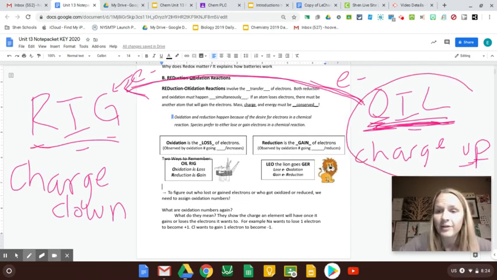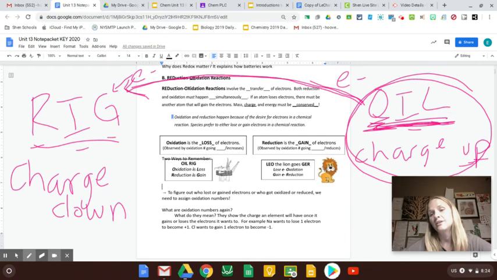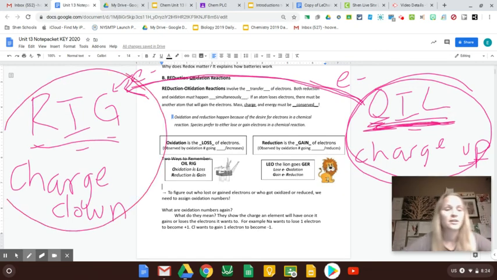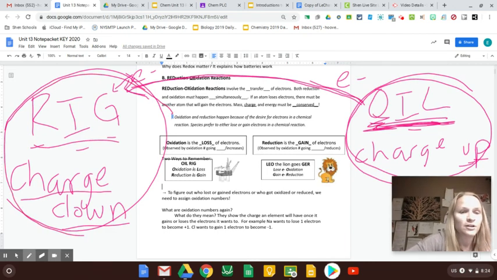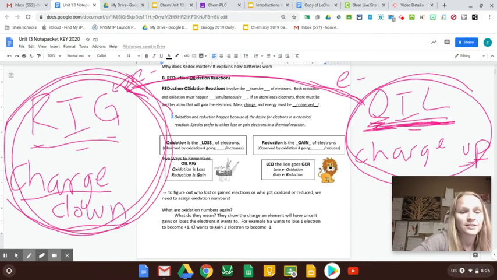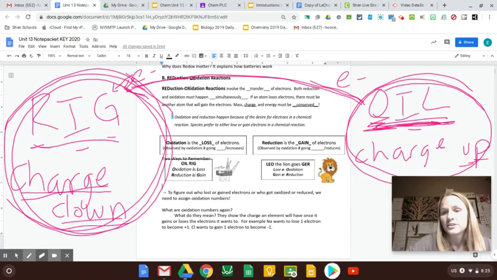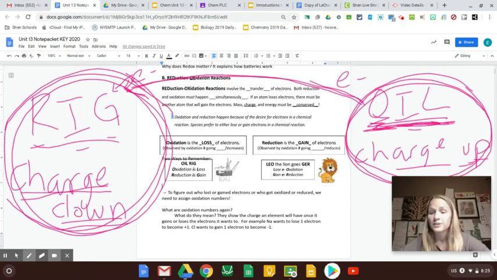So somehow you have to know all this stuff. Oxidation is loss, your charge goes up. And however you remember it, reduction is gain. You could say, if I'm gaining electrons, then my charge is going down. Or I could say, reduce down, my charge obviously goes down because the word is reduced. So however you remember it, you need to know that reduction is gain of electrons and the charge goes down. Oxidation is loss and the charge goes up.